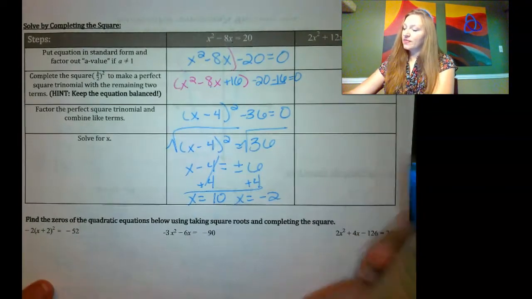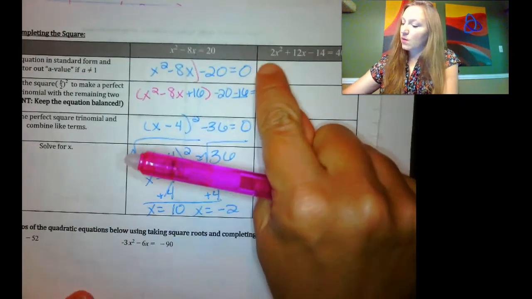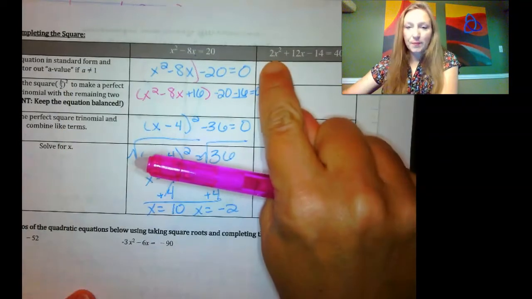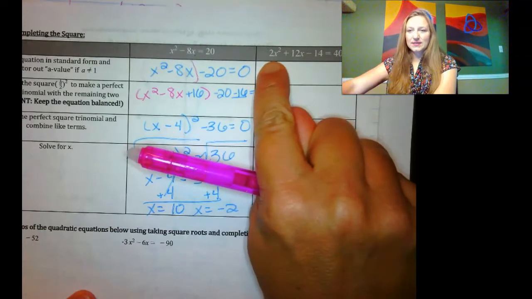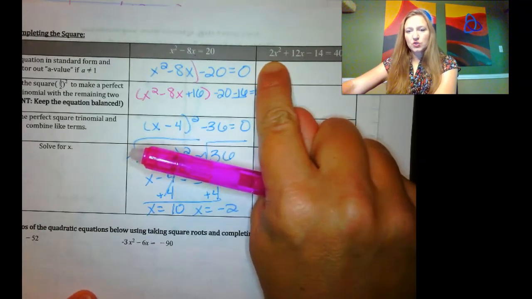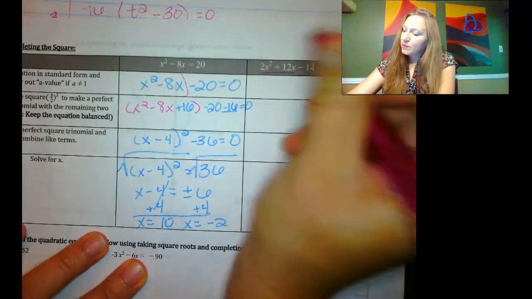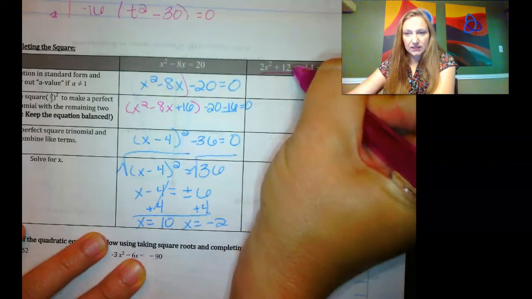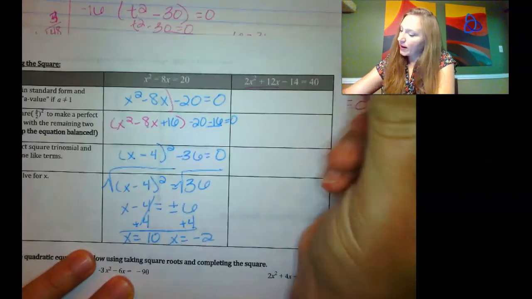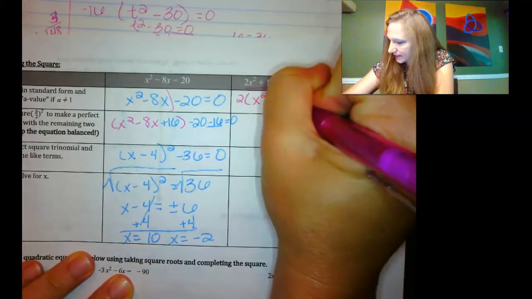All right, now the second scenario is a little bit different because notice this time we have a as not being equal to 1. And I cannot complete the square with a being something other than 1, so I need to force it to be 1. And so I'm going to take these first 2 terms, and I'm going to factor a 2 out of those first 2 terms so I can complete the square on it. So what I'm going to do is factor out a 2, so I'm left with just x squared plus 6x.